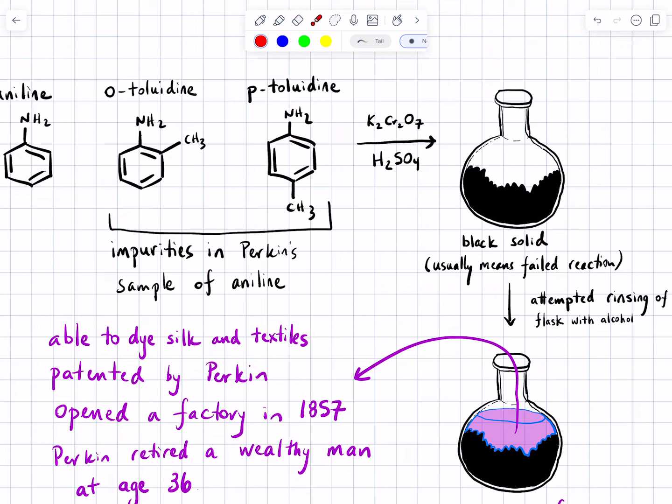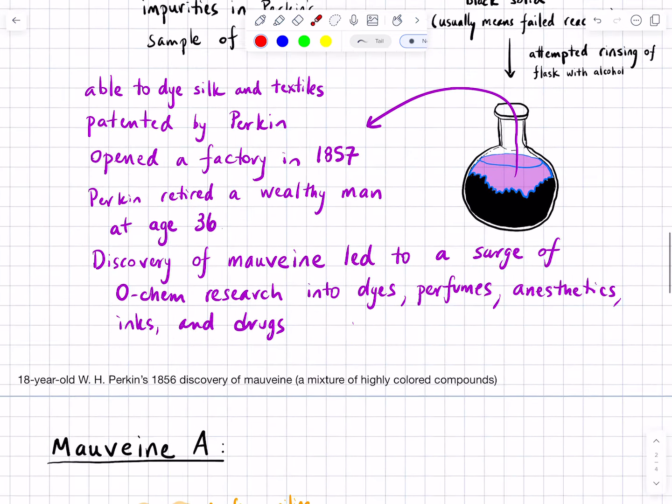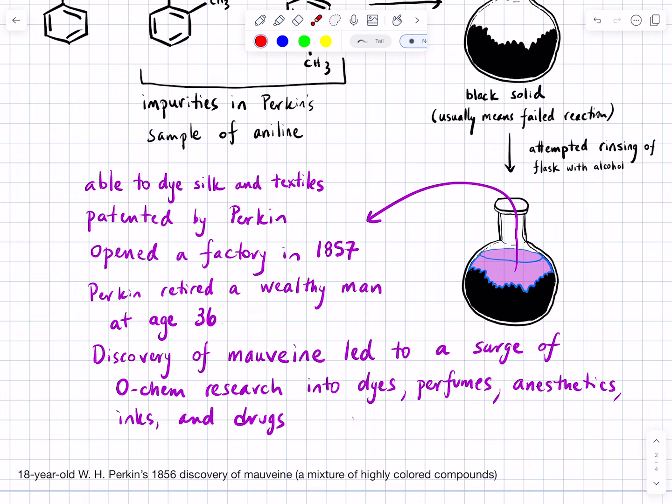In addition to thinking, ooh, that's pretty, he thought, ooh, that's useful. And so he immediately patented it, saw that it would be useful for dyeing silk and textiles. The next year he had opened up a factory. Within 18 years he had retired, a wealthy man at the age of 36, having discovered a purple dye that now could be used in the textile industry. There are still samples of his purple dye available today, and cloth that was dyed with the purple sample.